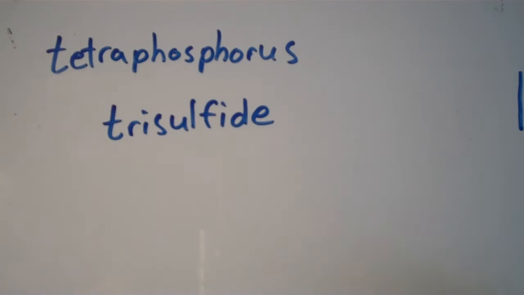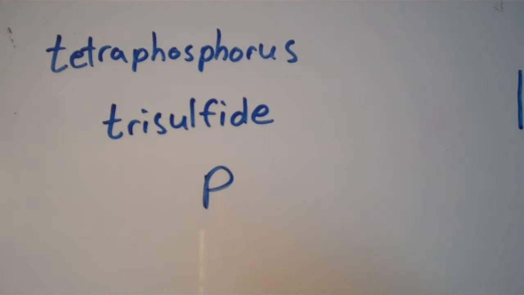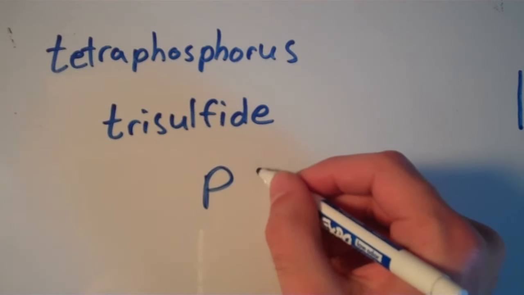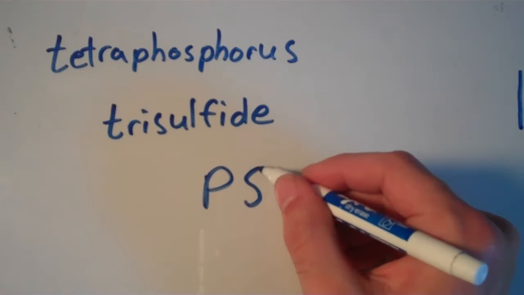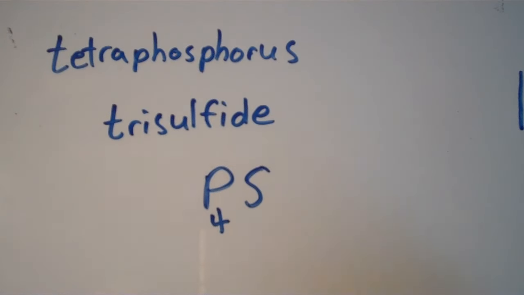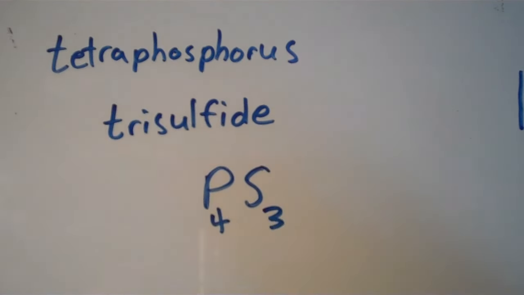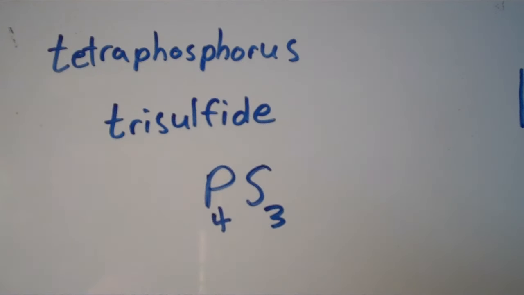Tetraphosphorus trisulfide. So we have phosphorus, the symbol for phosphorus is P, and we have sulfur, the symbol for sulfur is S. The prefix tetra means 4, so we have 4 phosphorus atoms, and the prefix of tri means 3, so we have 3 sulfur atoms. P4S3, tetraphosphorus trisulfide.